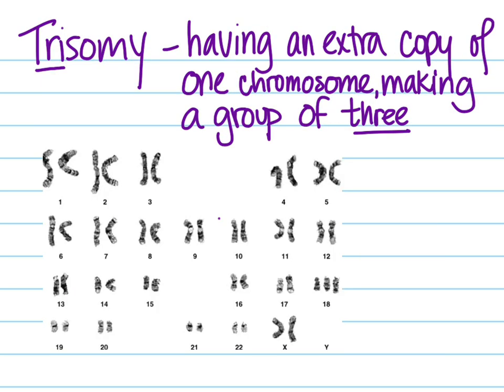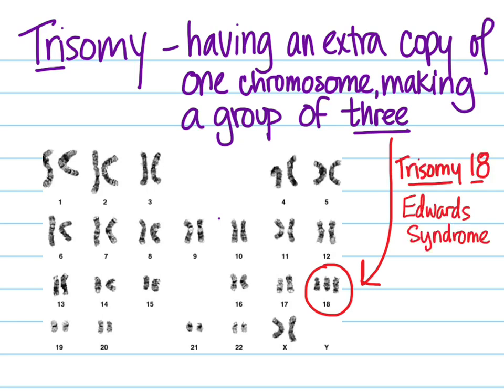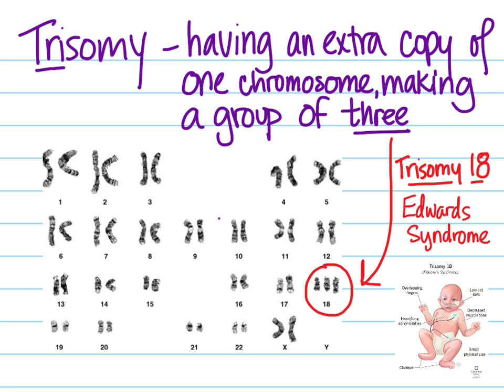So let's talk a little bit about getting extra chromosomes. So trisomy is when a person or a dog or a plant has an extra copy of one chromosome, making instead of 2 in each pair, a group of 3. So this individual, who this karyotype came from, has a condition called trisomy 18. It's also known as Edwards syndrome. And it's a condition that affects, I think it's about 1 in every 5,000 births.